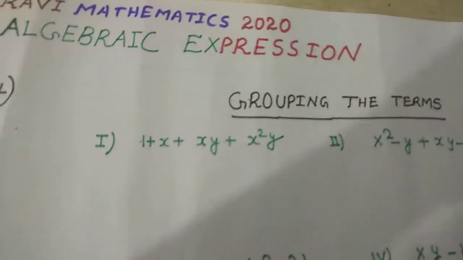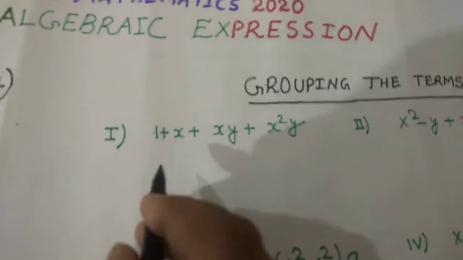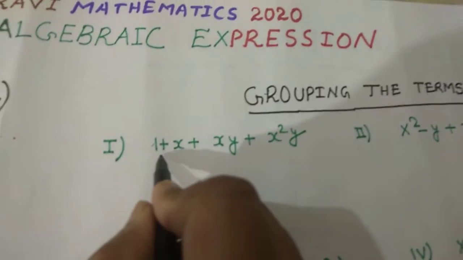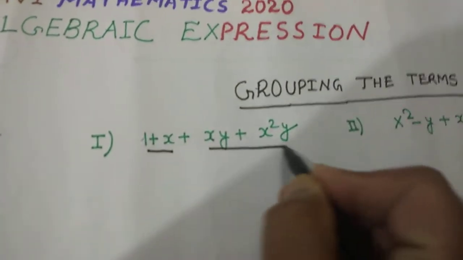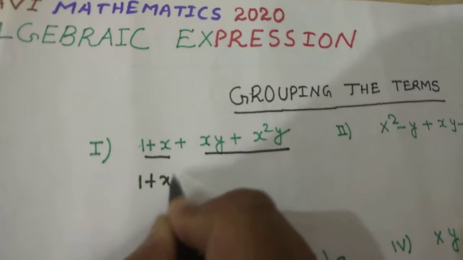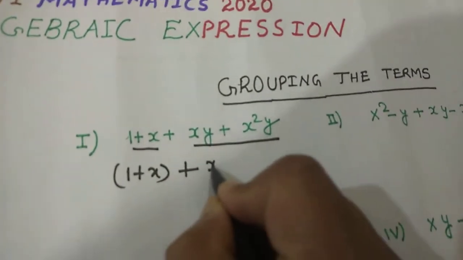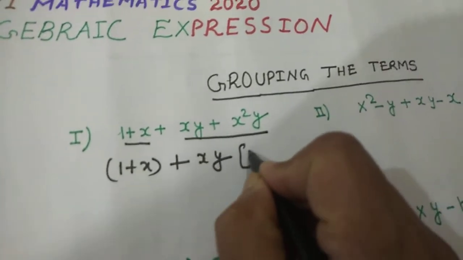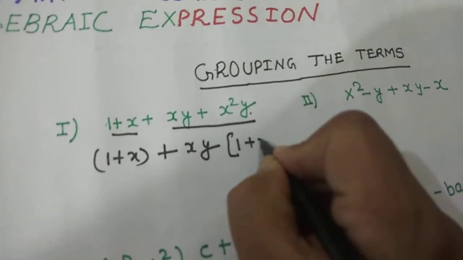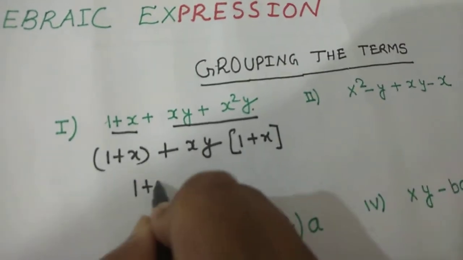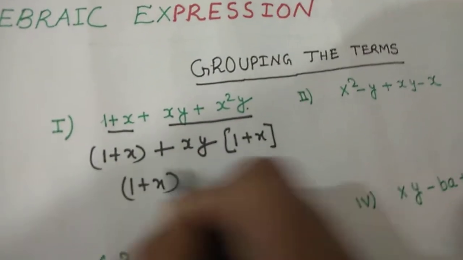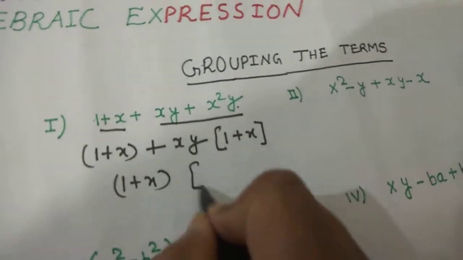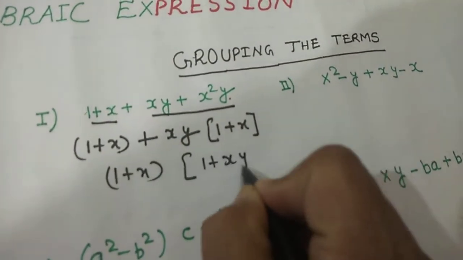Now moving toward grouping the terms. Maybe the terms are not given according to the common factor. So check here: 1 plus x, and xy, and x square y. I take 1 plus x as it is, and here xy is common. So here 1 plus x, y is already outside, so 1 plus x is common. So the answer is 1 plus x times xy.